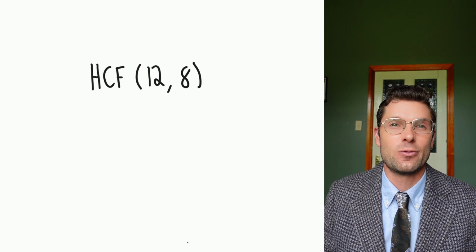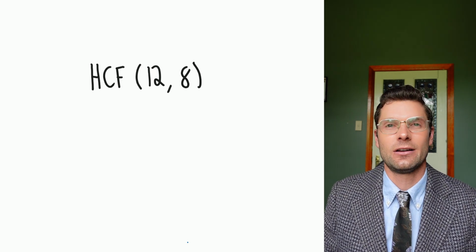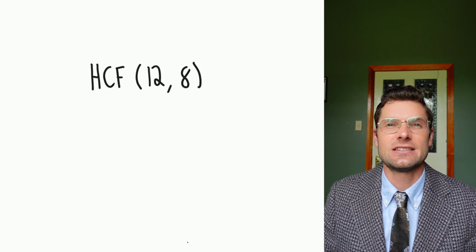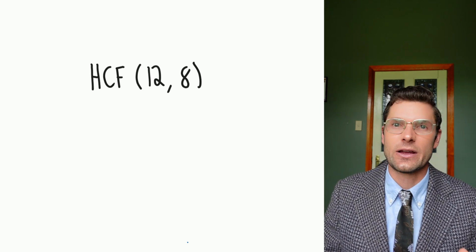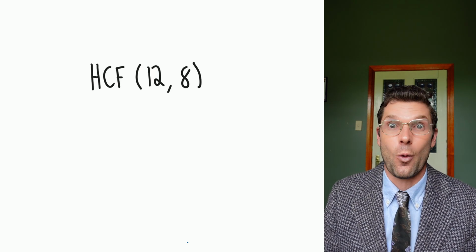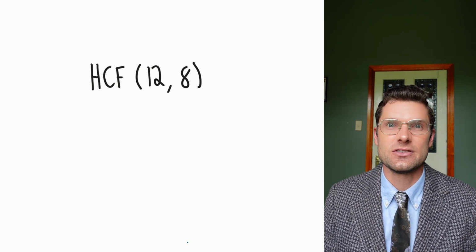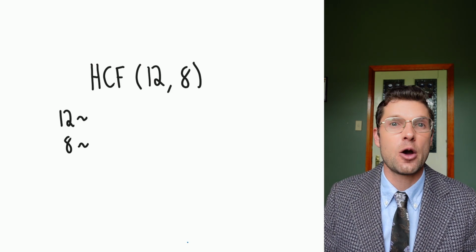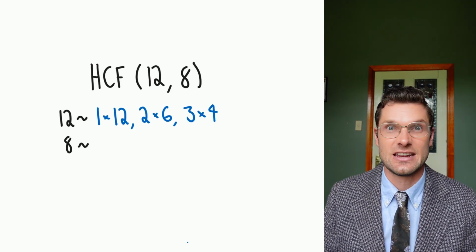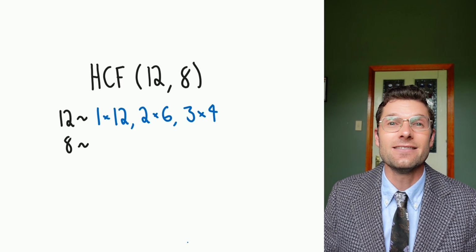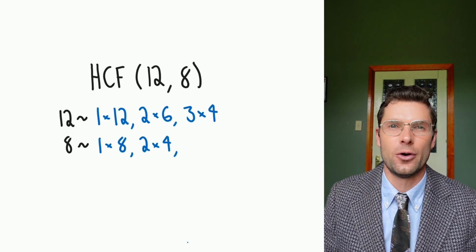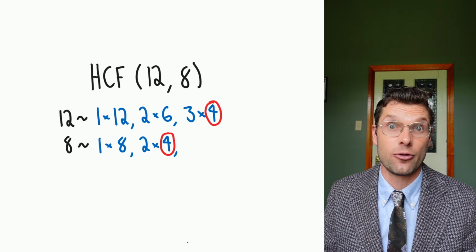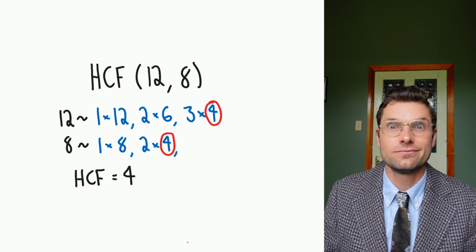Because math teachers are really lazy, you might actually see the question written like this: HCF bracket 12, 8. This is really just saying, hey, what's the highest common factor between 12 and 8, but in just way less words. So we're just going to do the same thing, make the factor pairs for both of these numbers. So for 12, I've got 1 times 12, 2 times 6, and 3 times 4. And for 8, I've got 1 times 8 and 2 times 4. This means that the highest common factor in both of these lists is equal to 4. So my highest common factor is 4.